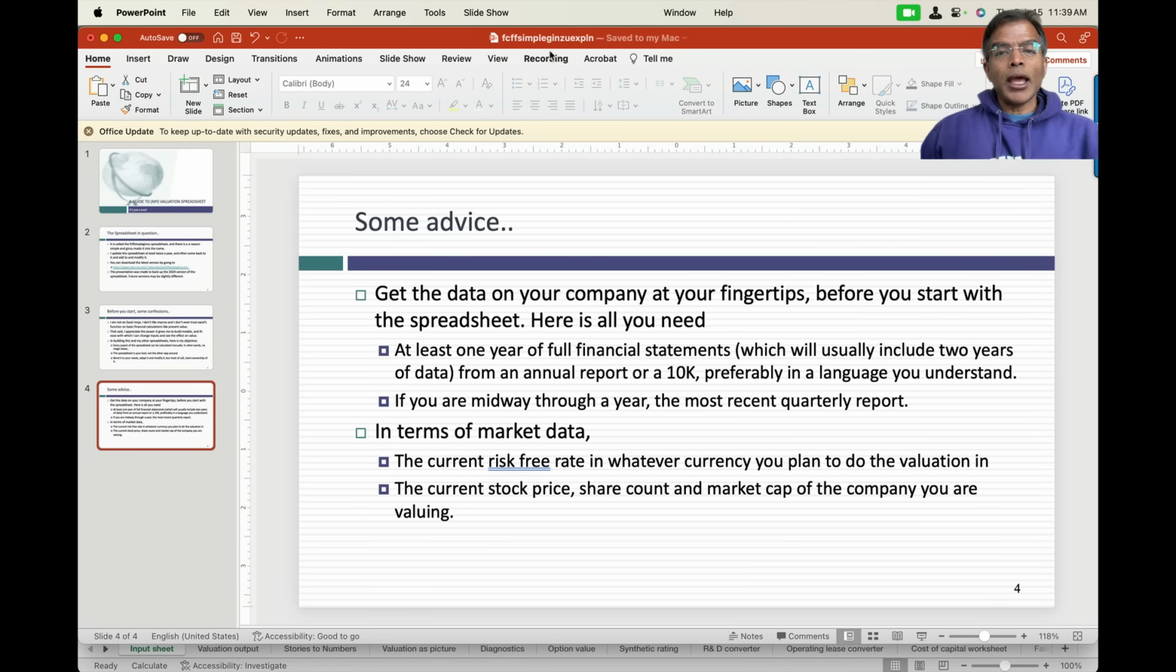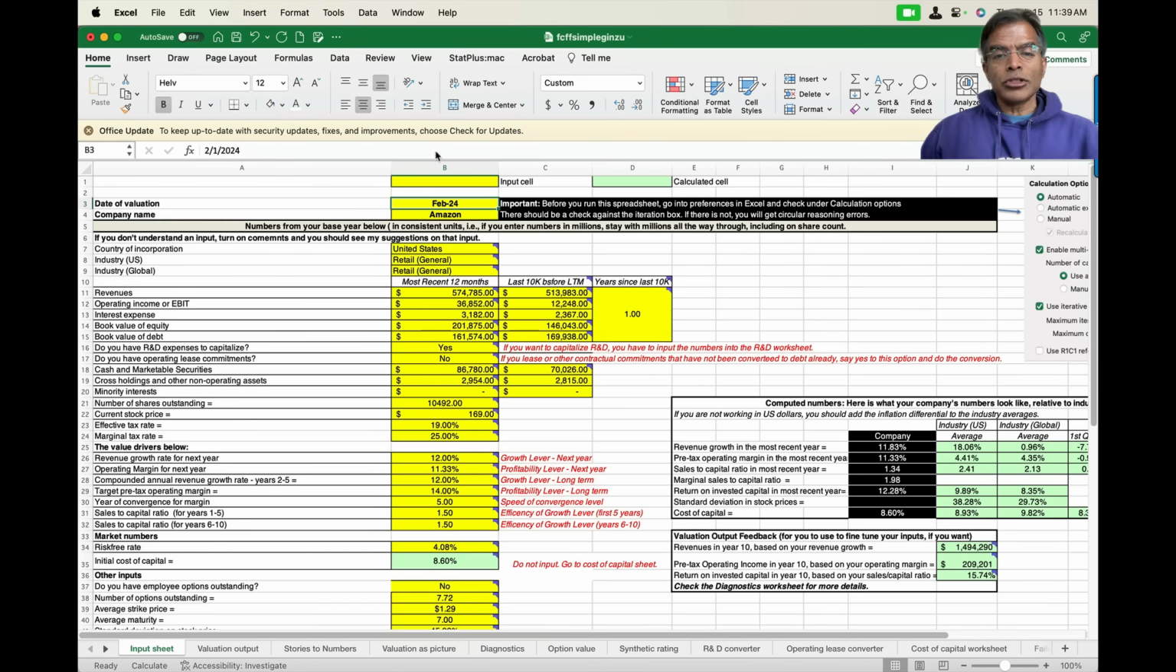So I'm going to close up this PowerPoint and go directly to the spreadsheet and take you through cell by cell what the spreadsheet is. Now, before you get started though, this is very important. This spreadsheet has circular reasoning built into it. It's not a bug, it's a feature.